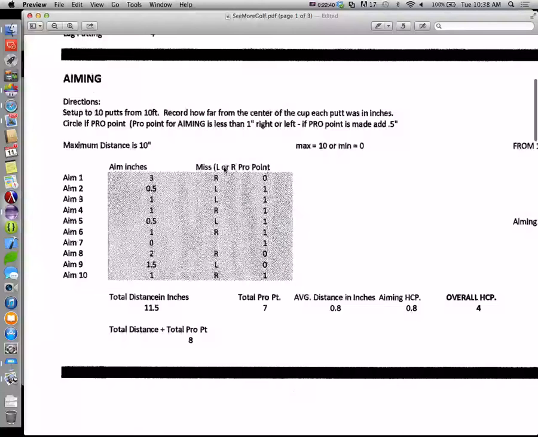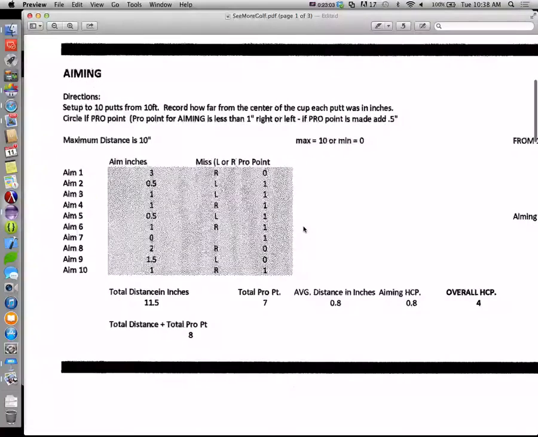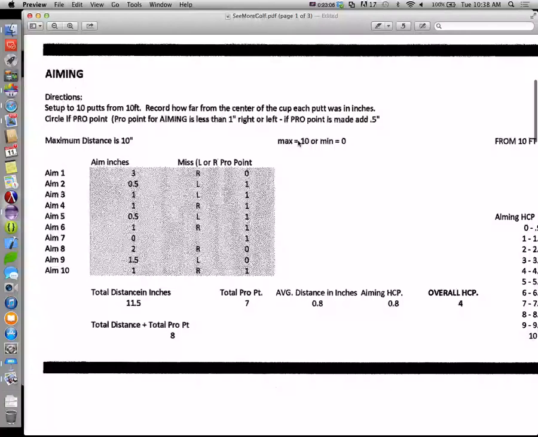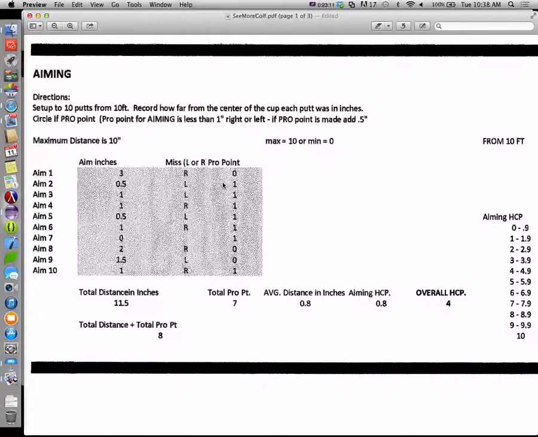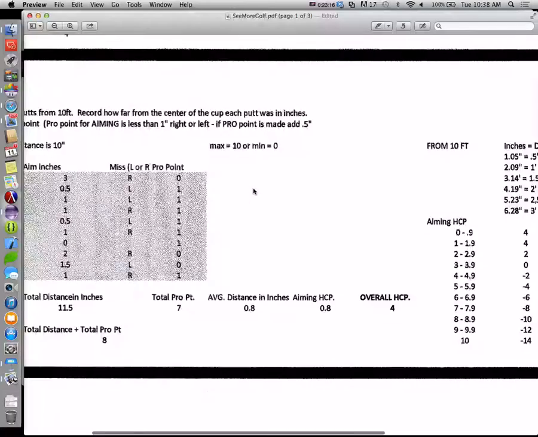So they're awarding a pro point every single time that your miss is less than or equal to 1 degree. We get a pro point. If pro point is made at a 0.5 inch, 2 degrees. So since we have a pro point here, what do they mean?